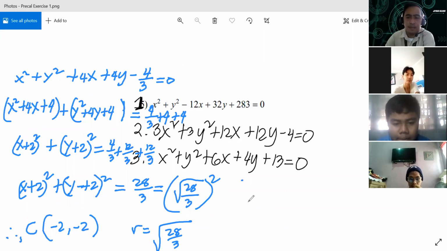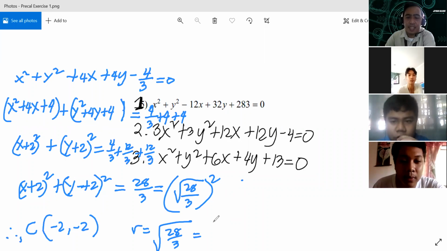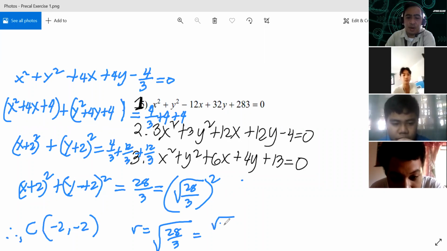Okay? Is there a factor of 28 which is a perfect square? 4 times 7, sir. 4, sir. This can be written as square root of 28, 4 square root of 3, right?